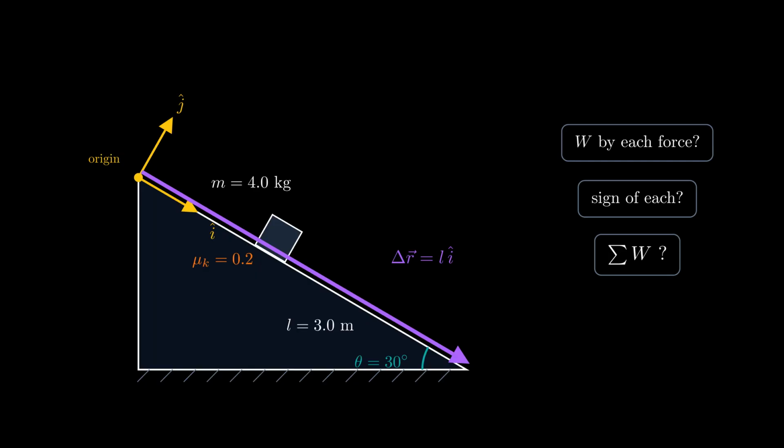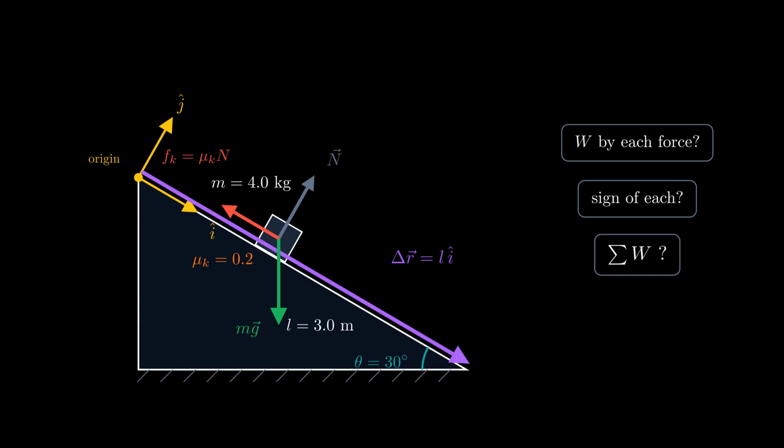Three forces act on the object, and the free body diagram shows them. The gravitational force, magnitude mg, points straight down, toward the ground, not along the slope. The normal force N acts perpendicular to the inclined surface, and the kinetic friction force points up the slope, opposing the sliding, with magnitude mu sub k times N.